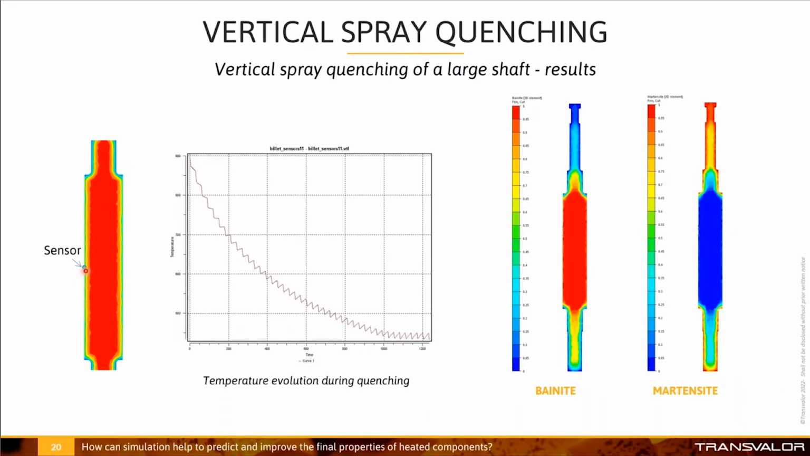Here we define a sensor to measure the temperature on the surface of the part. We can see how the temperature decreases during quenching. And here we can see the phases. We can see the appearance of the bainite in the core of the part, of the large shaft, and we see the appearance of the martensite on the surface of these two zones of the shaft. Thanks to the numerical simulation, you can determine the phase transformation due to spray quenching.